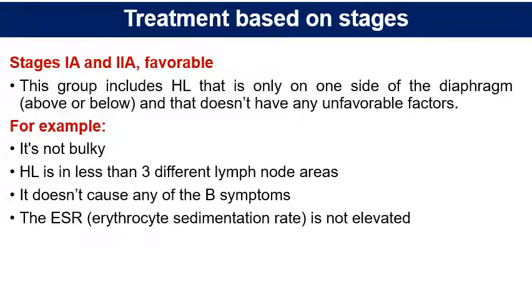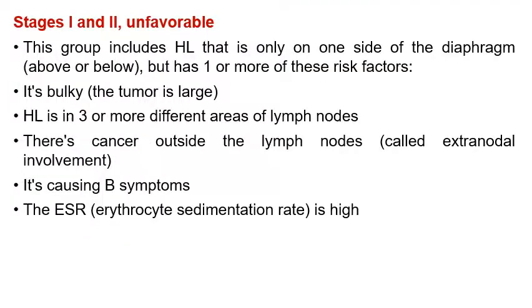So how to understand this? For example, it is not bulky. Bulky means the size of the tumor is more than 10 centimeters or 4 inches, and it is not bulky here. And HL is in less than 3 different lymph node areas, and it does not cause any of the B symptoms. And the ESR, erythrocyte sedimentation rate, is not elevated. In that case, it is stage 1A and 2A, which is favorable based on the stages.